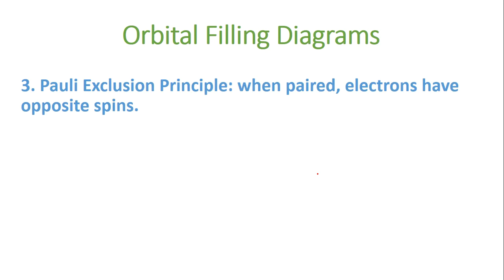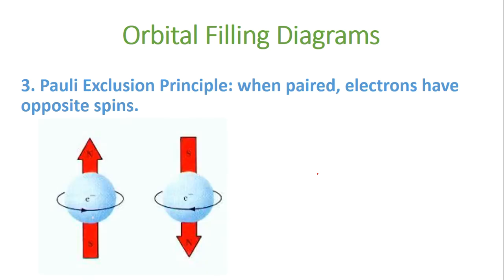Now, the other rule is the Pauli exclusion principle. When paired, electrons have opposite spins. So that means if you're in the same orbital, if one is going up, the other's going down.